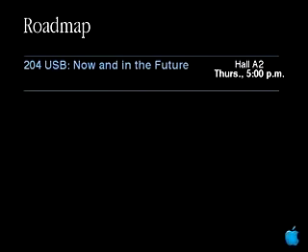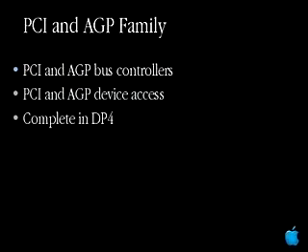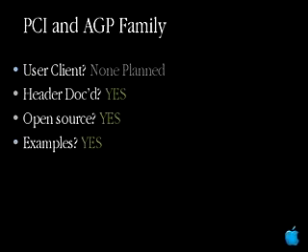The PCI and AGP family, family singular, is what you would use for getting access to a PCI device. And also if you're writing a PCI or AGP bus controller, you're going to inherit from this, but I expect that's mostly for Apple at this point. And it's considered feature complete in DP4. Obviously there's always going to be bugs to fix, but it's basically there.